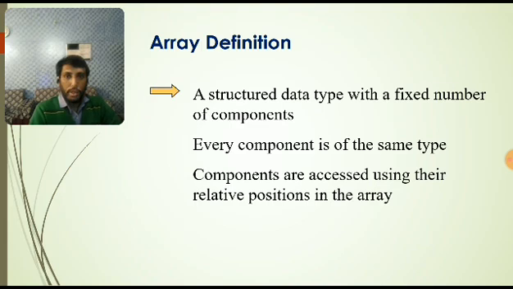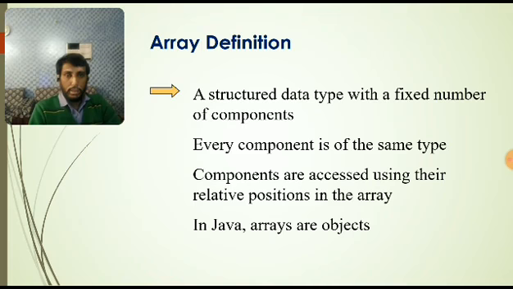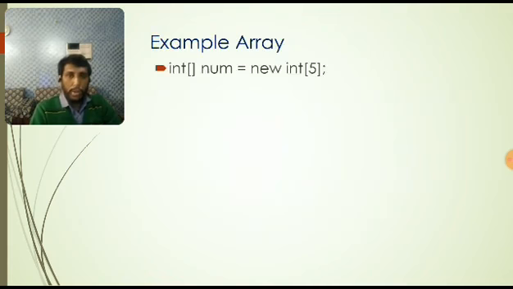Components are accessed using their relative position in the array. Okay, in Java, arrays are objects. So we'll discuss it one by one. Look at the example array. Here in this bracket is the name of the variable, just like a general declaration, but one difference is that we are supposed to put a bracket whenever we are going to use an array, and then inside it we are going to put 5 elements. In the array, 5 elements would be given.